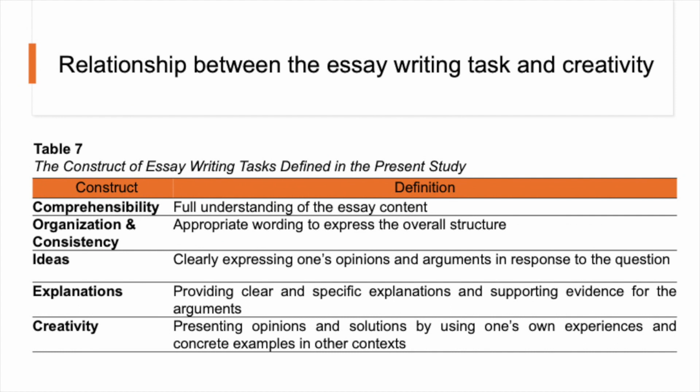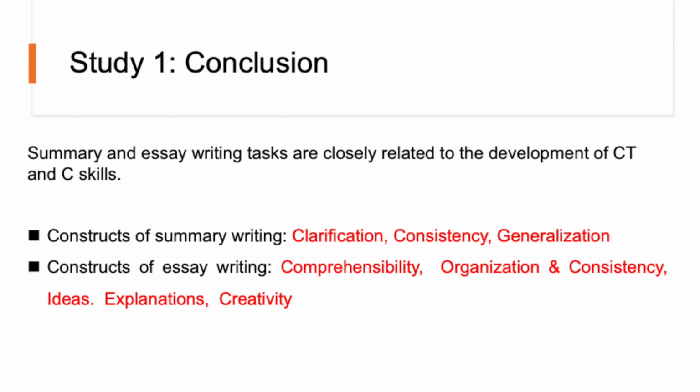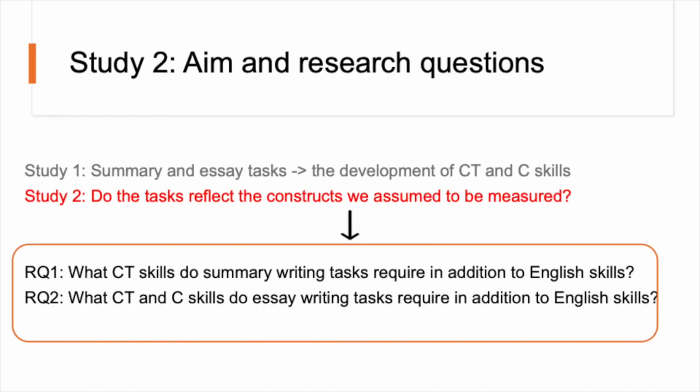This is the criteria for the assessment. Comprehensibility, organization, and consistency are associated with critical thinking skills, while ideas, explanations, and creativity are associated with creativity and the ICE approach. In conclusion, based on the existing CT and C frameworks, summary and essay writing tasks seem to be closely related to the development of CT and C skills, and we assume the following constructs of summary and essay writings. So next, in Study 2, we examined whether the task reflects the constructs we assumed to be measured.